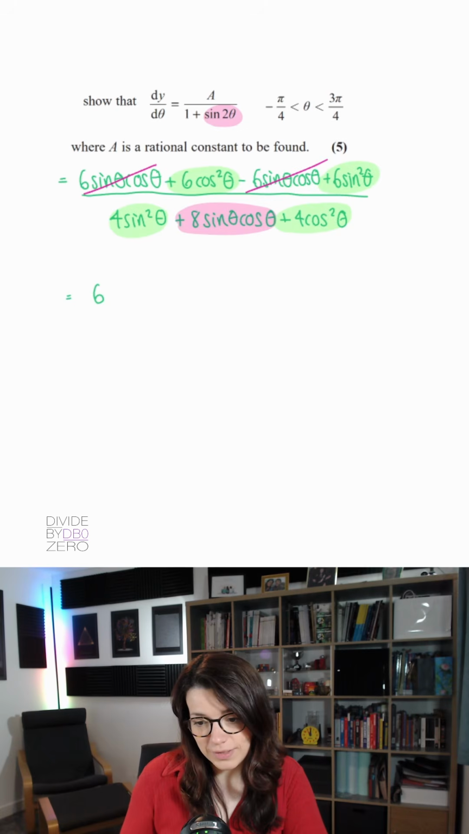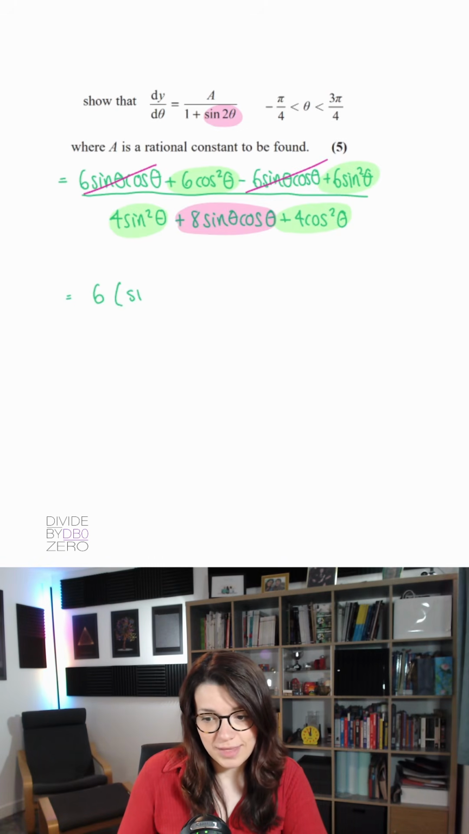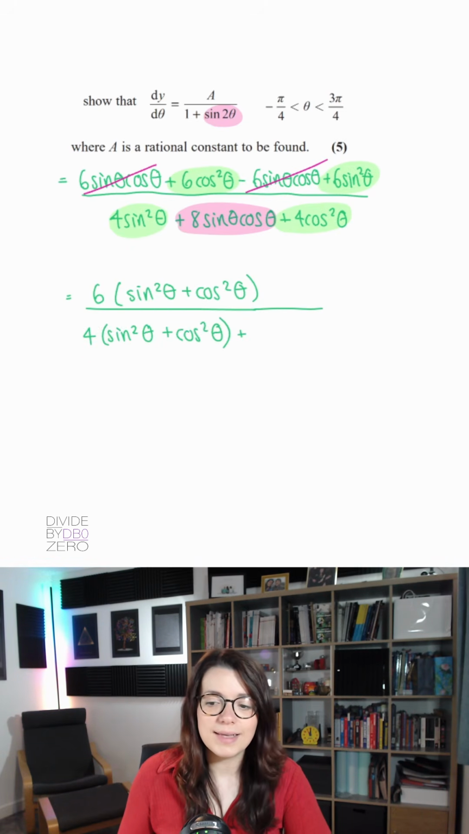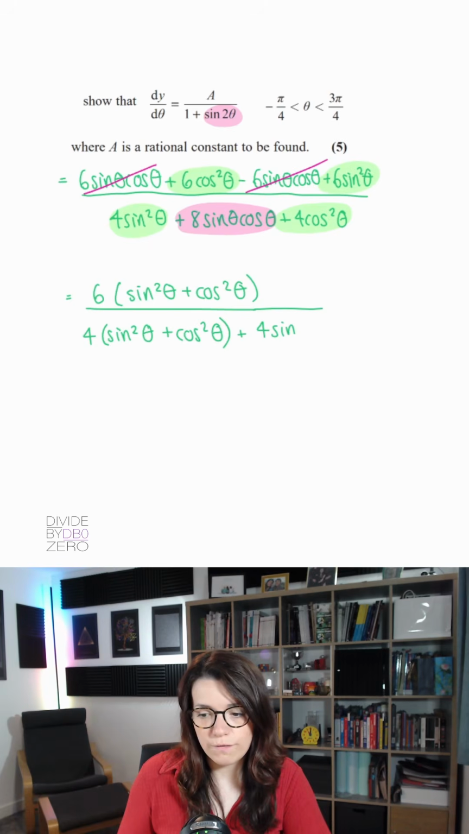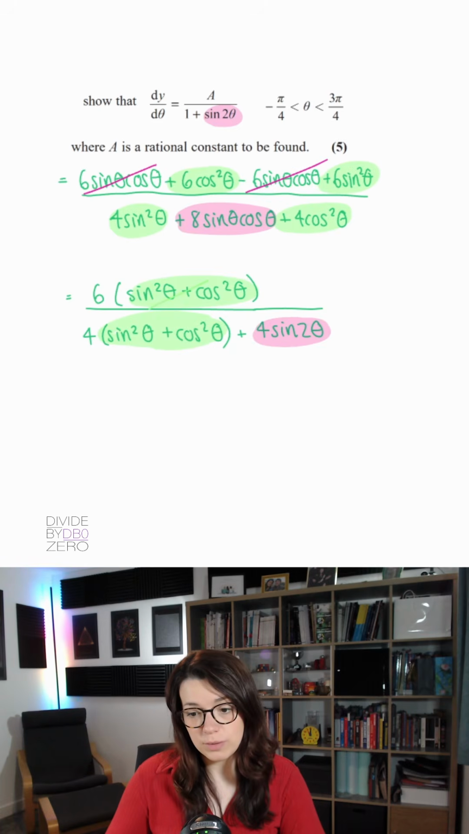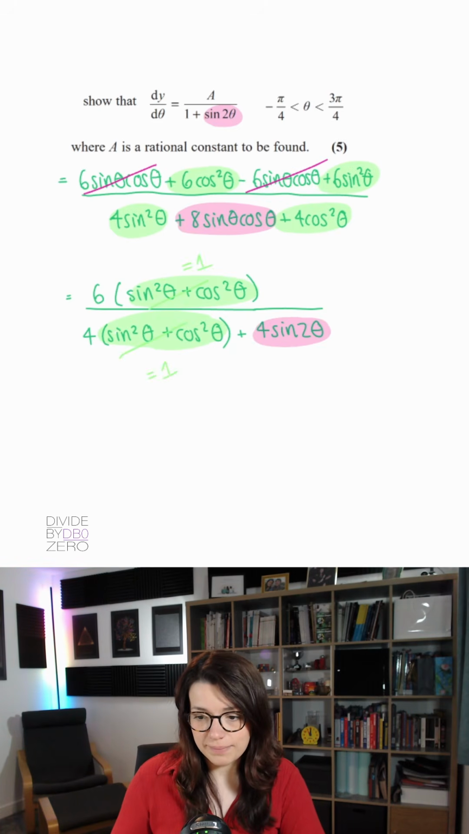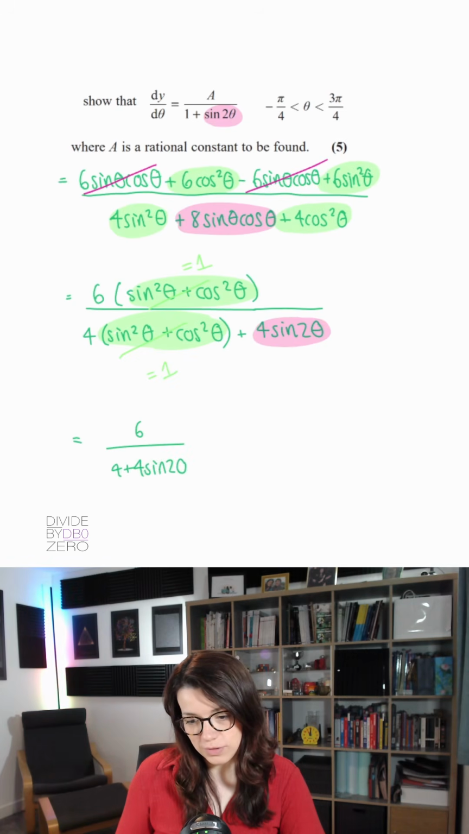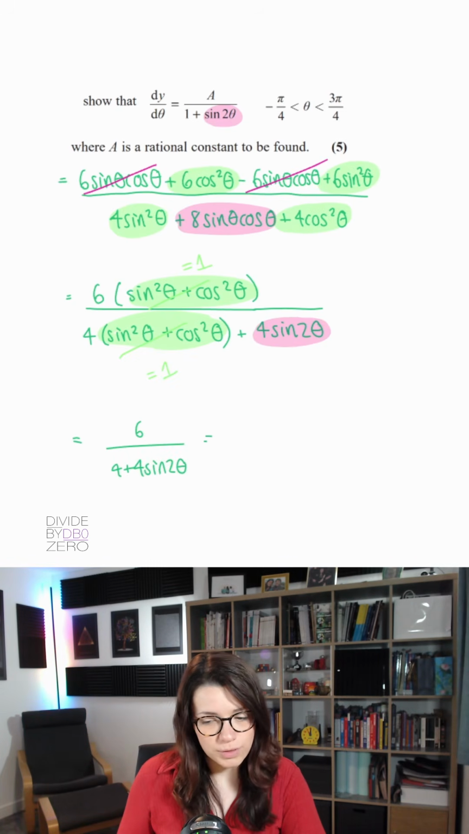So I would factor out a 6 on the top and show that that's sine squared theta plus cos squared theta in brackets. Similarly, I'd take a 4 out on the bottom and do the same. Then I would convert the 8 sine theta cos theta into 4 sine 2 theta. Now, sine squared theta plus cos squared theta, as we said, will just be 1. So those will effectively go away, which is great. And all we're going to be left with is 6 on the top and 4 plus 4 sine 2 theta on the bottom. It's almost in the form they want, but not quite.